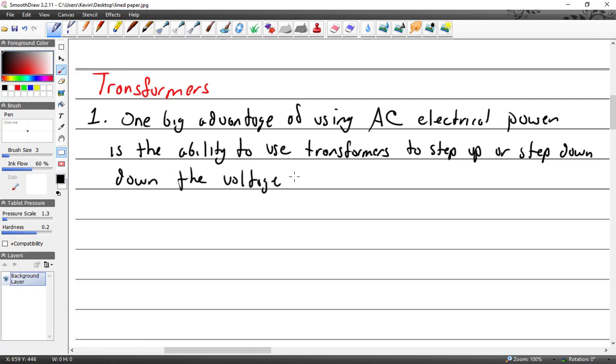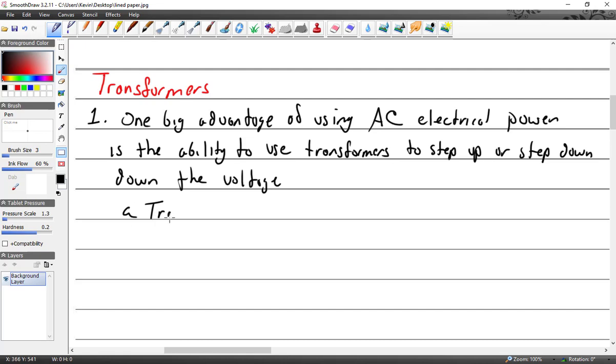Now I chose to say step up or step down the voltage. I could have easily just said step up or step down the current. So we're going to see how one affects the other. So what is a transformer? I'm glad you asked. A transformer is a device that is used to increase or decrease voltage in a circuit.